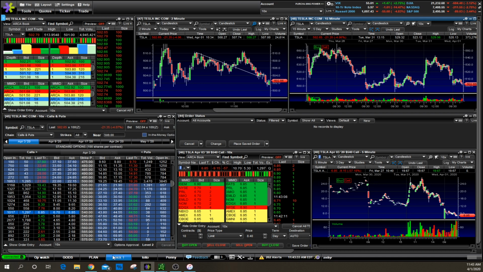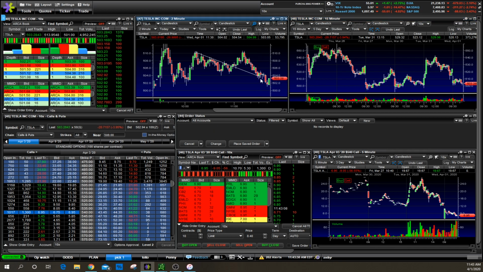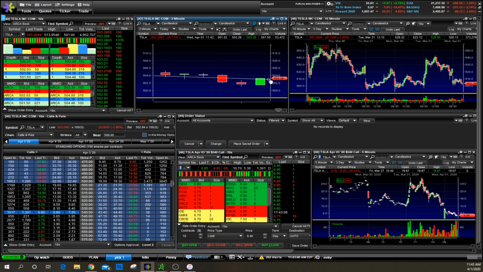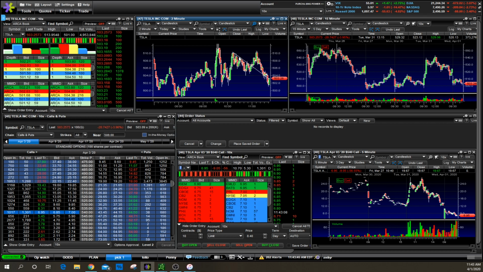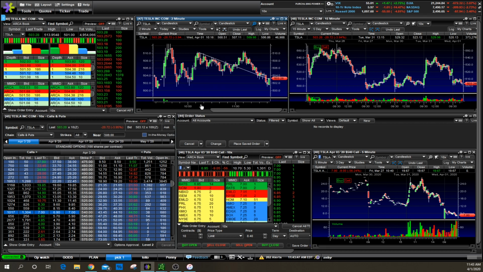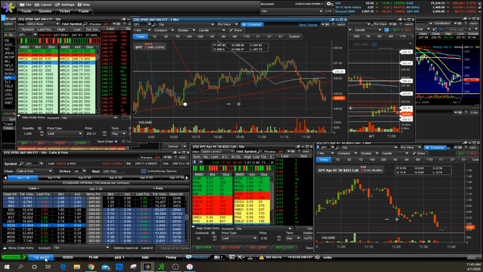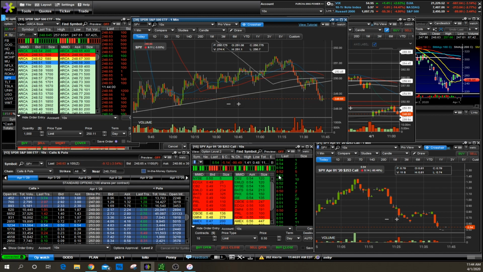What's Tesla looking like? Yep, Tesla broke down. It tried to hold above as support, broke below. Now it's going to be resistance unless it can break above that trend. So, waiting. 50 cents.